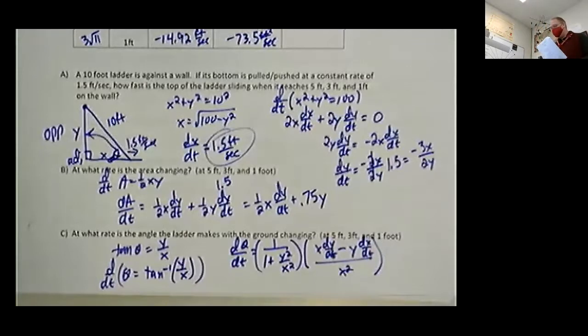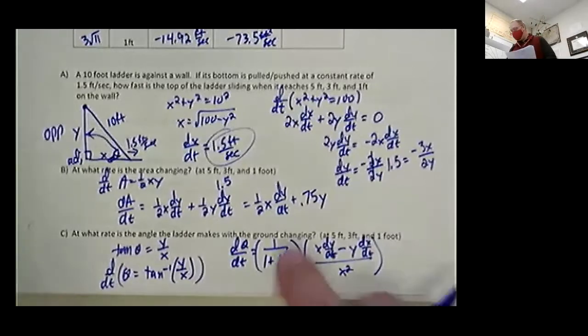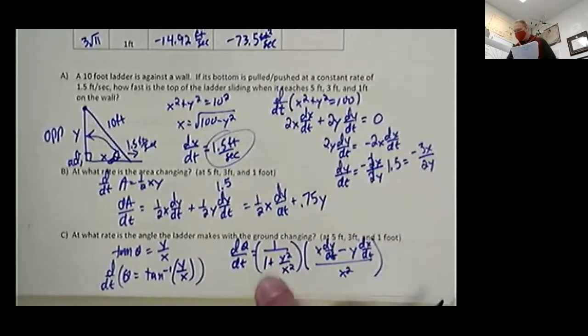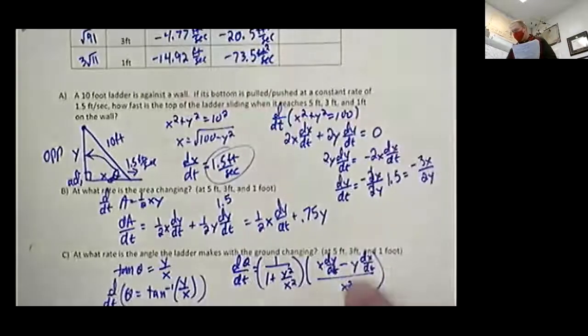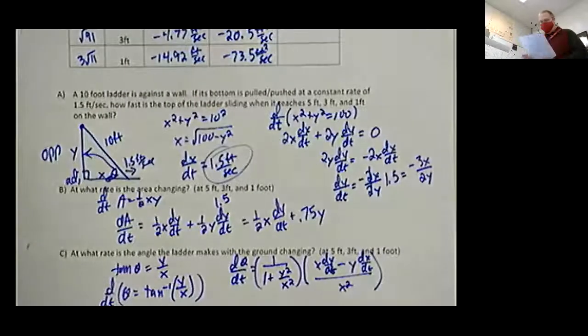So for our first one, lots of inputs here. We have 1 over 1 plus our y squared, which is 5 squared divided by 5 root 3 squared, times x, 5 root 3, times dy/dt, which is this value, negative 2.60, minus the y value, again 5, times dx/dt, that was 1.5, all over x squared, 5 root 3 squared. When you plug all that in, I got negative 0.3, and this would be radians per second.